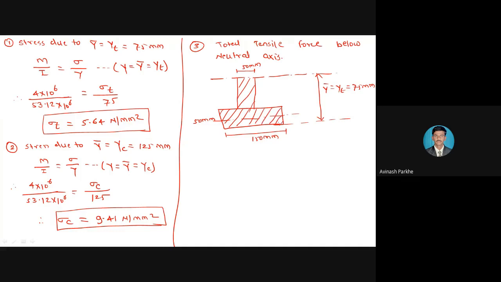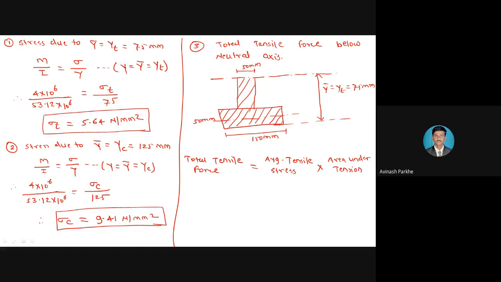This much portion is present below the neutral axis, and in this region only tensile stress is there, because we have to calculate tensile force. So if I have to calculate the total tensile force, let us see. Total tensile force is equal to average tensile stress, this is very important, average tensile stress into area under tension.